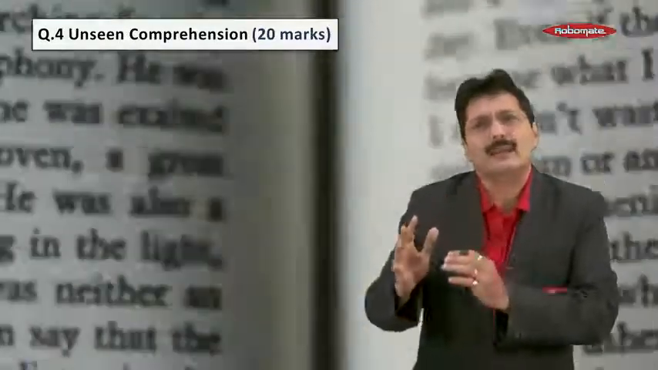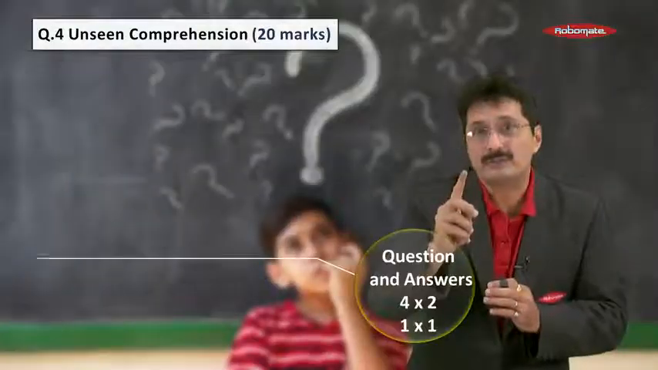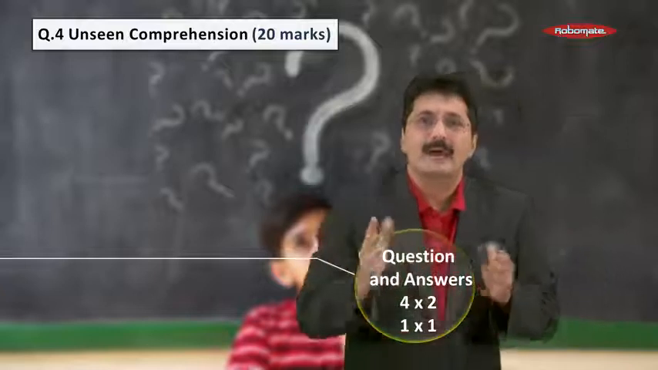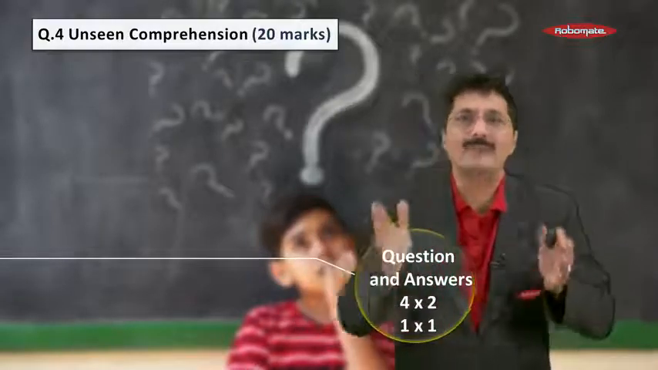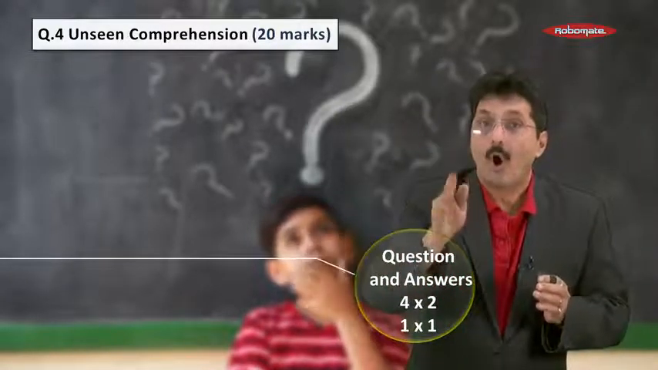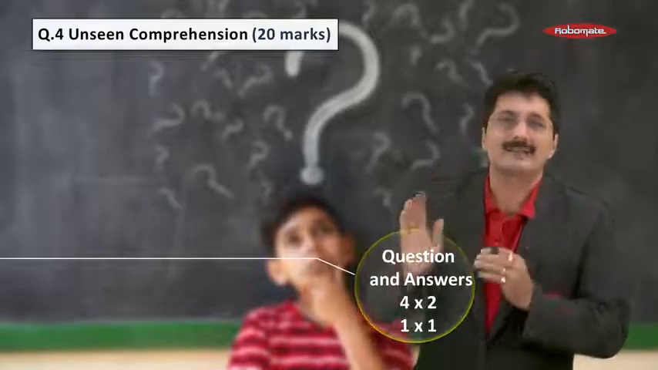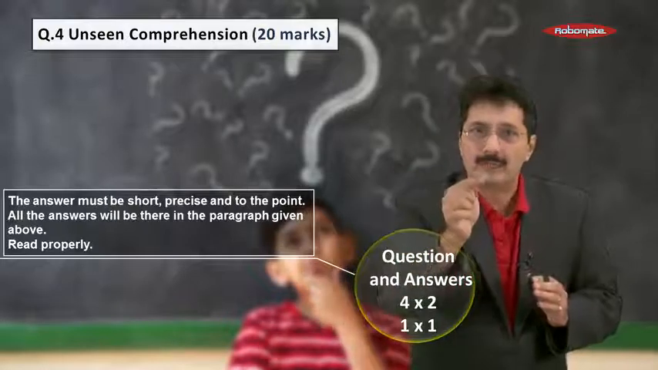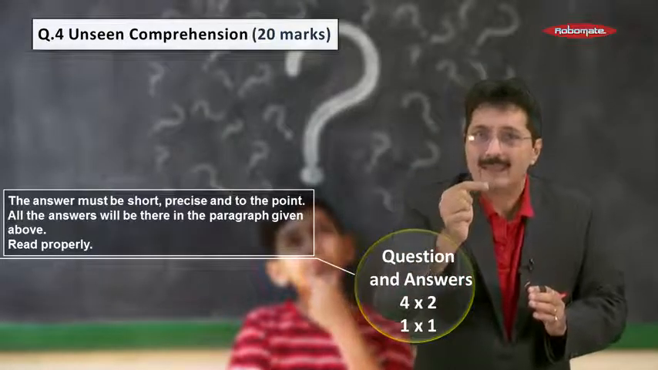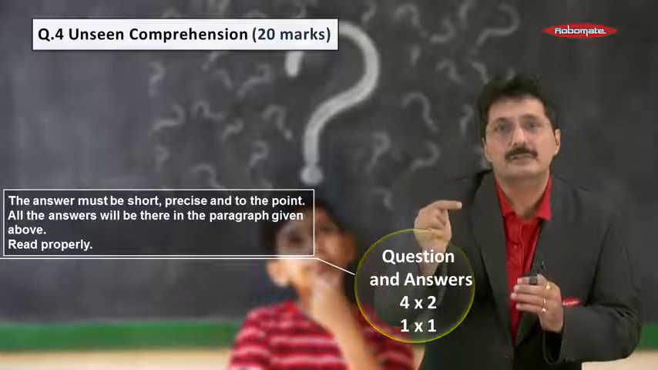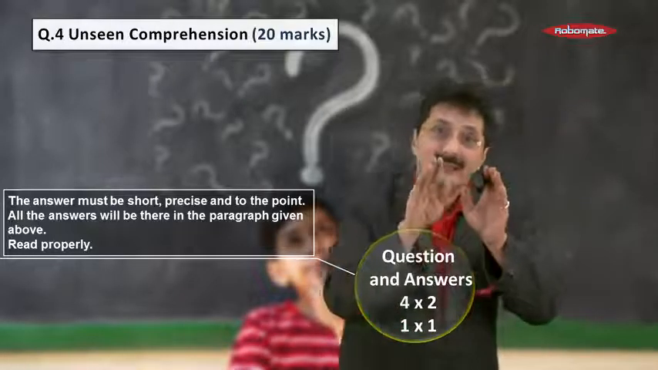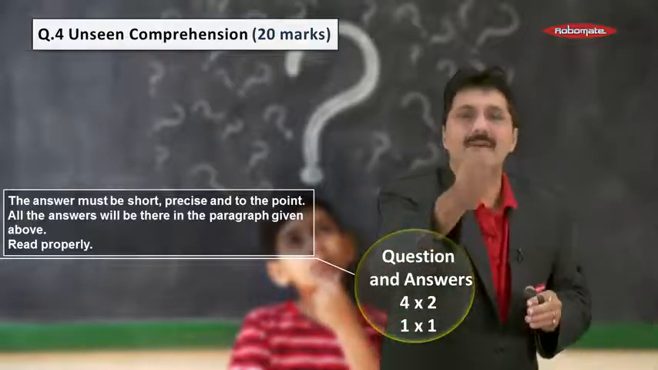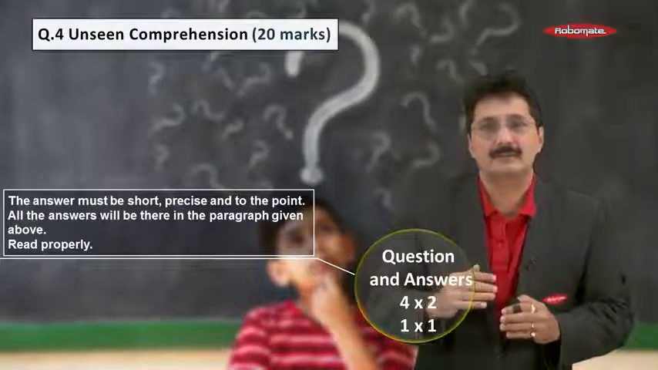Now, let's look at the next part. We have 4 questions, 2 marks each, and 1 question of 1 mark. So, you have a total of 12 marks. Remember, all the answers are there in the passage itself. Read the passage once quickly. Now read the questions. And then start reading the passage slowly. Locate the keywords given in the questions in the passage. You will definitely come to the relevant answer.